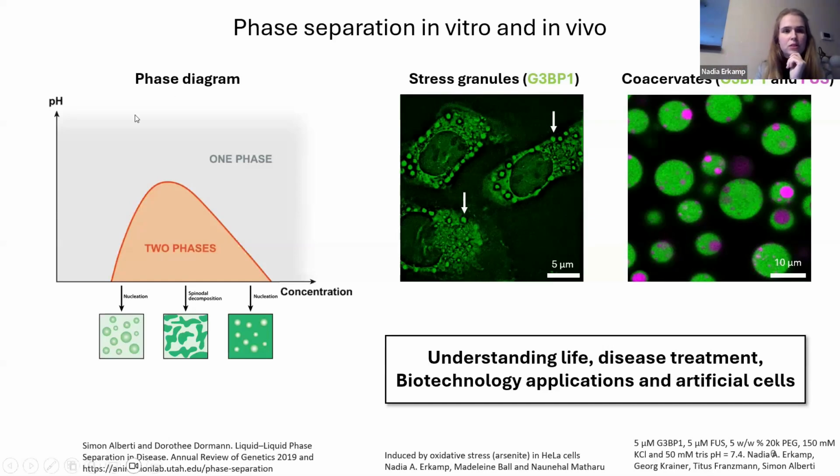And then here on the left, you can see a phase diagram, which is how we describe such systems. In the middle, you can see these green puncta inside of cells. Those are the compartments. And here on the right, you can see a similar system, but taken outside of the cell.